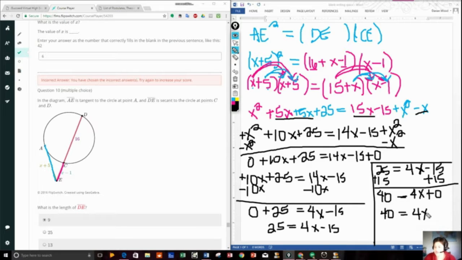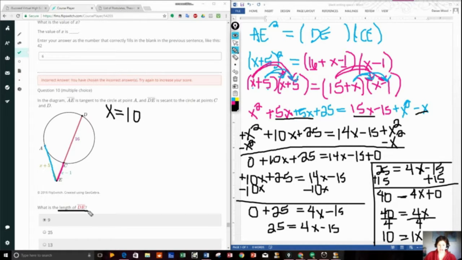So now we have 4 times x, and since it's multiplying, the inverse operation is division, so we're going to divide by 4. 40 divided by 4 is 10. That's going to equal 4 divided by 4 is 1x. Alright, so 1x, x equals 10. So now we have that x equals 10, and we're going to come back here.